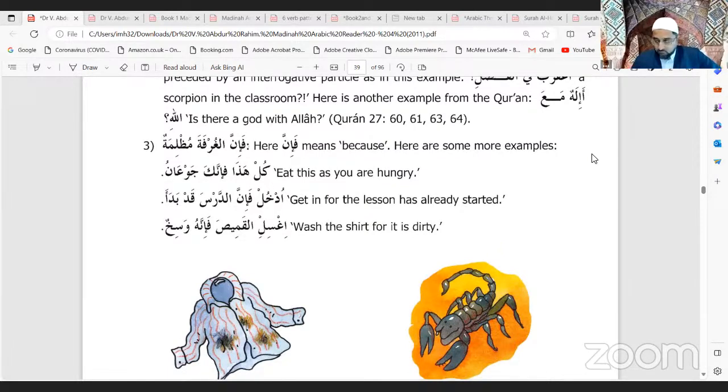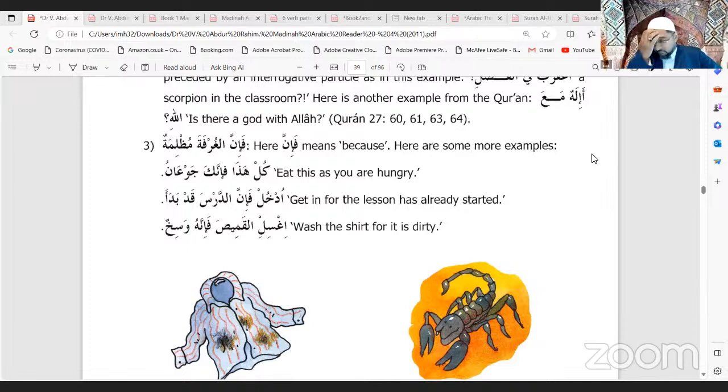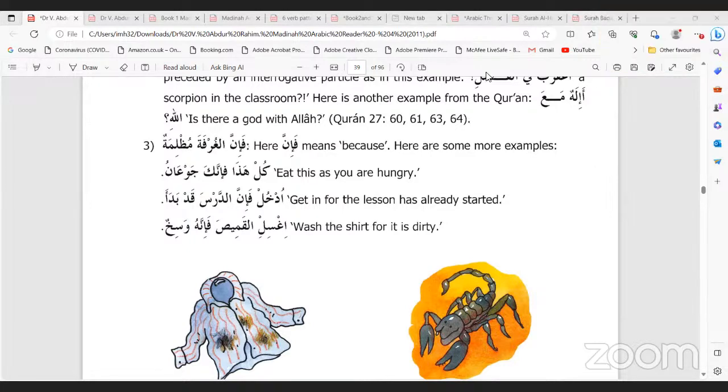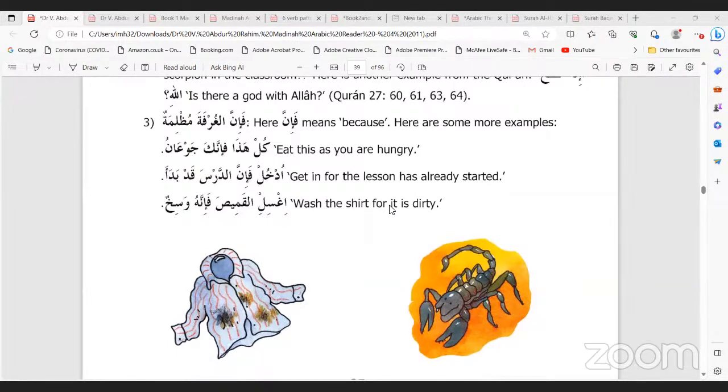Next one. فَإِنَّ غُرْفَةَ مُظْلِمَةٌ. Here فَإِنَّ means because. Here are some more examples. قُلْ هَذَا فَإِنَّكَ جَوْعَانٌ. Eat this as you are hungry. أُدْخُلْ فَإِنَّ الدَّرْسَ قَدْ بدأ. Get in for the lesson has already started.